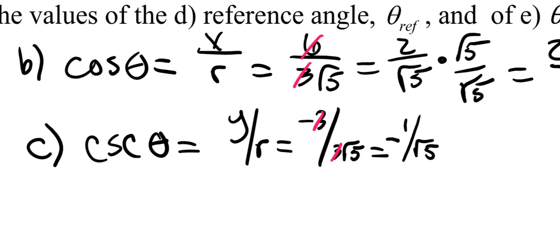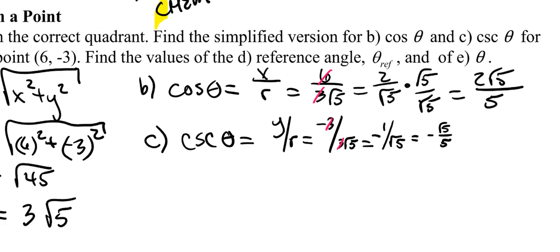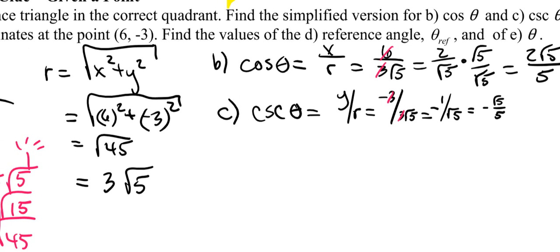And when you rationalize that, you multiply the top and the bottom by square root of 5, you're just going to end up with negative square root of 5 over 5. And that's it, you're done. So the cosecant value would be that piece right there.